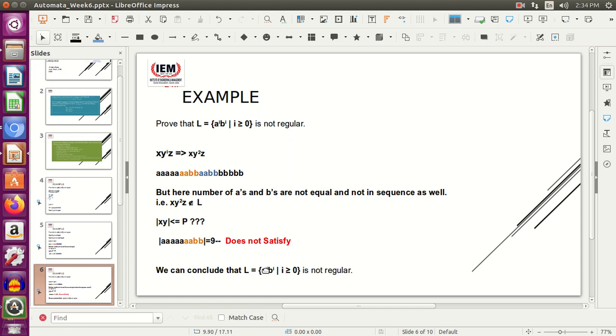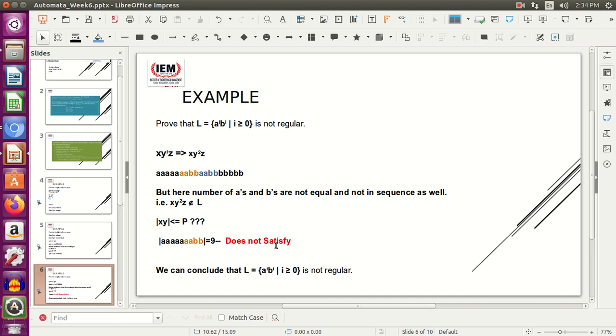So here, if the string is of this kind, a to the power i, b to the power i, you have to keep a check on the number of a's. You have to remember the number of a's and check whether the number of b's is equal to the number of a's.